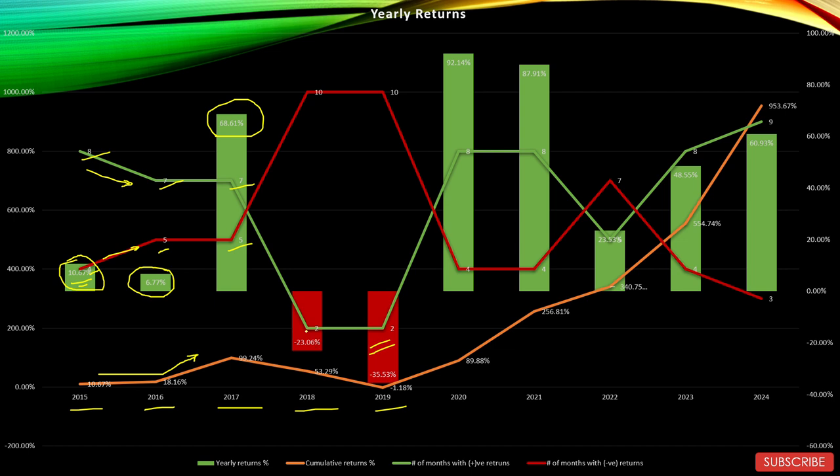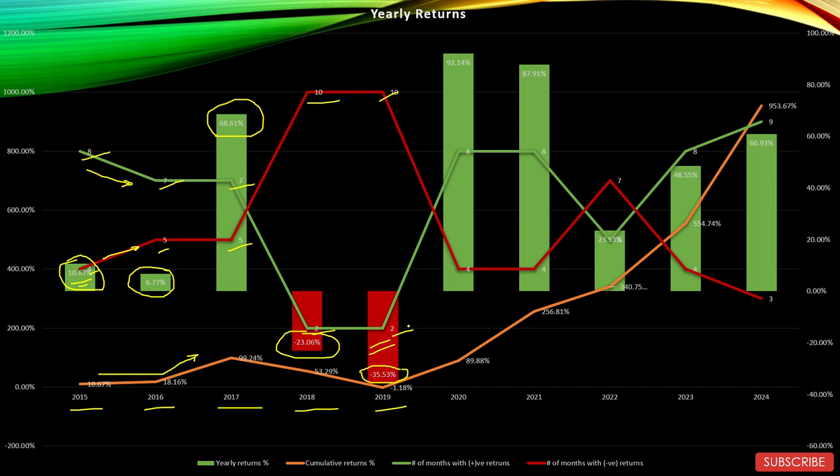In 2018, the sector gave average returns of negative 23.06% with 10 negative months and only 2 positive months. In 2019, the situation worsened and the sector managed to give negative returns of minus 35.53%, again with 10 negative months and only 2 positive months.